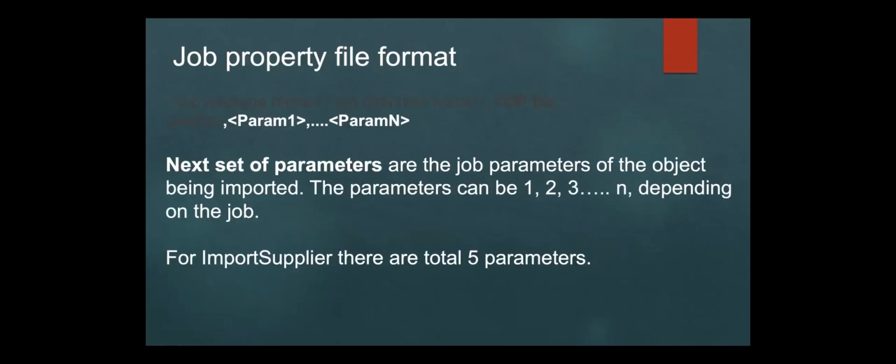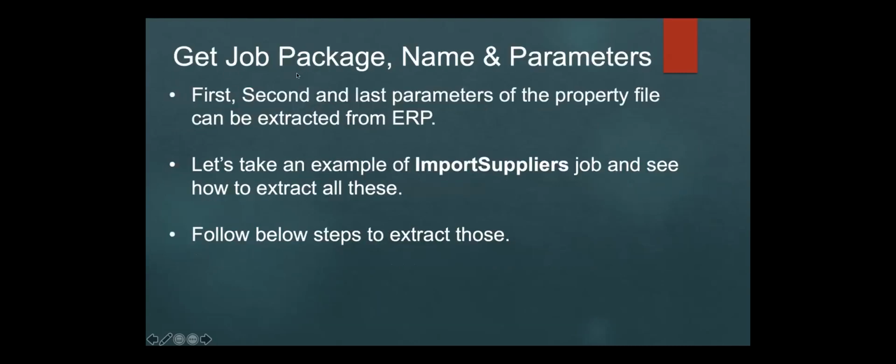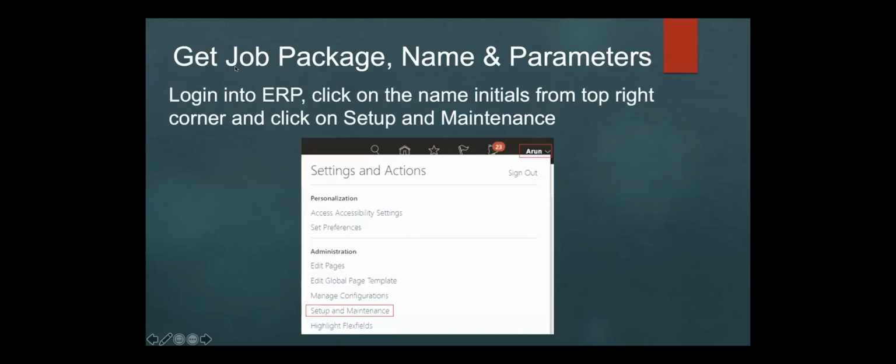So this is how you need to prepare your job property file. Let's see how to get the job package name and then parameters from the ERP. In order to get the job package name and parameters, you should log into the ERP, click on the name and then go to Setup and Maintenance. Maybe a few of you already know about this procedure.